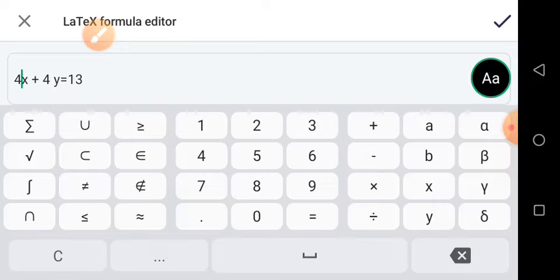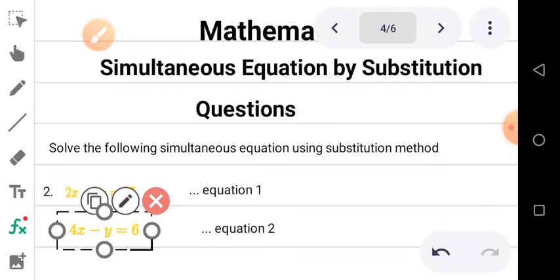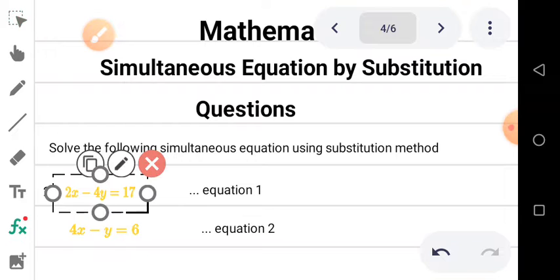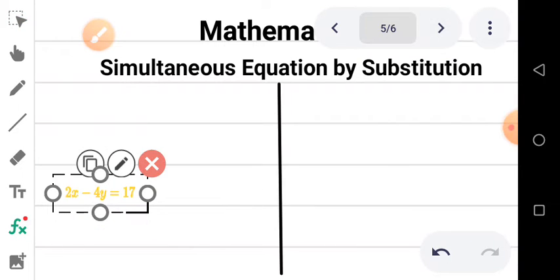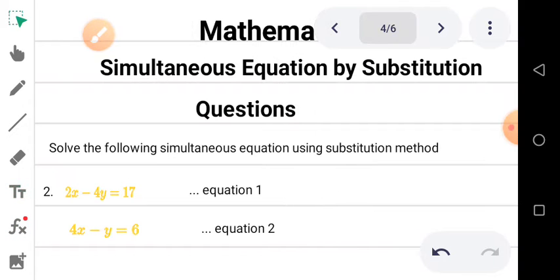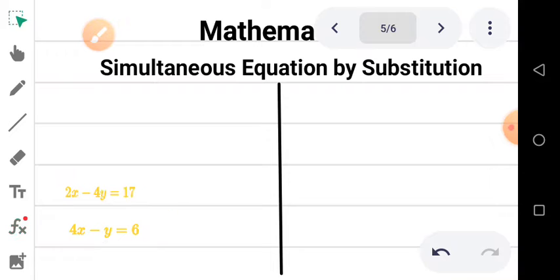And this is 4x minus y equals 6. Fantastic. So these are the two equations that we have here: 2x minus 4y equals 17, and 4x minus y equals 6. So let me take this to the next page.